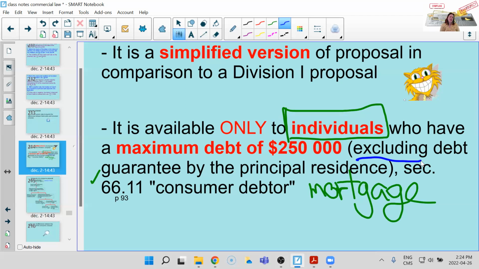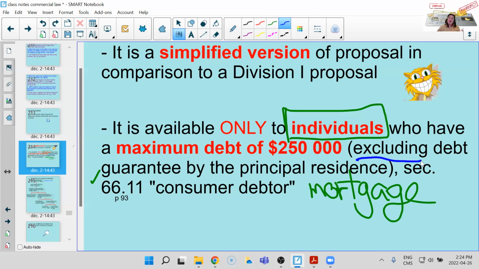How about a secondary residence? Aha, that mortgage counts toward the limit of 250. So if I tell you that I have a house, let's say I have a house in Longueuil on which I have a mortgage of $200,000.